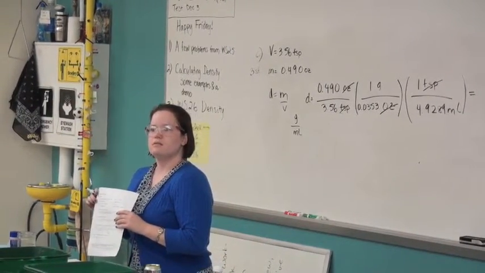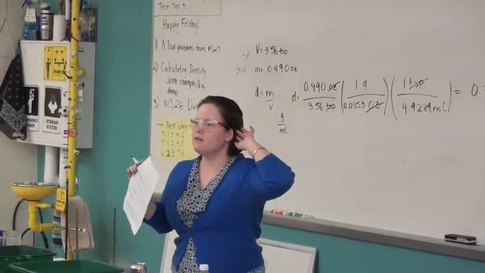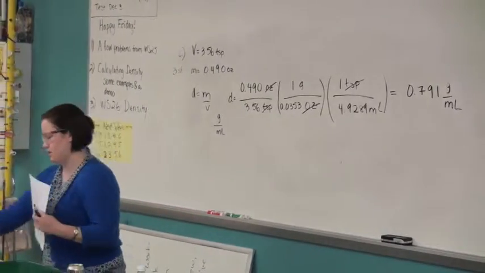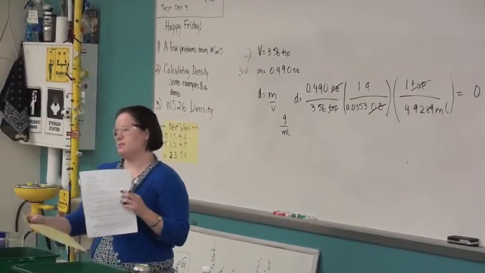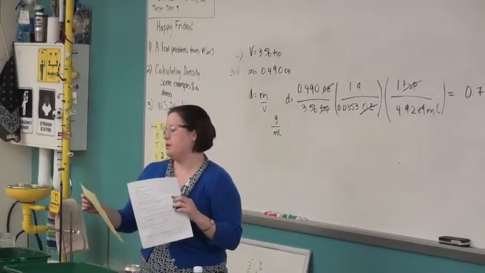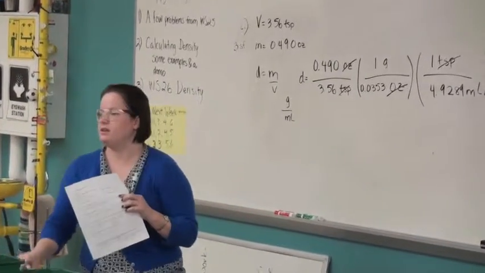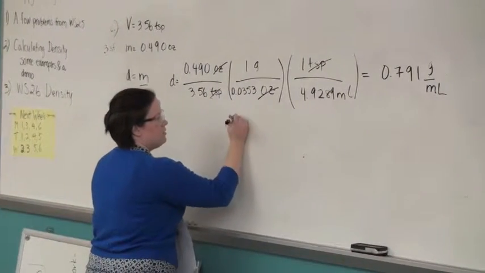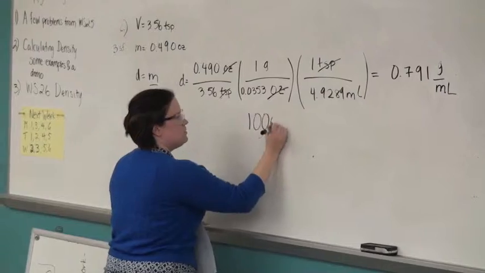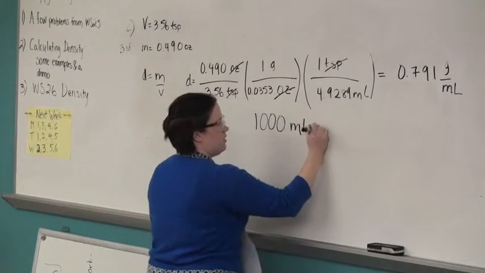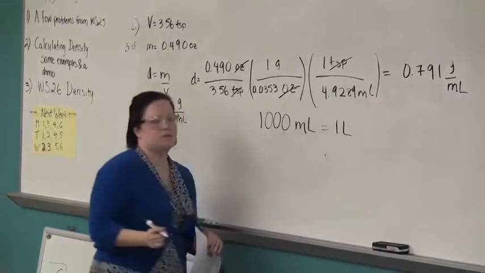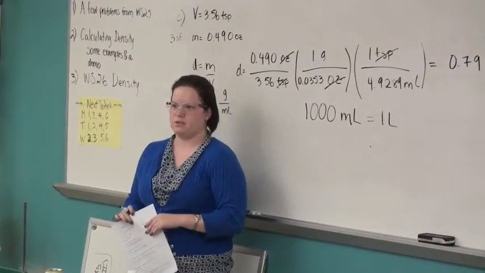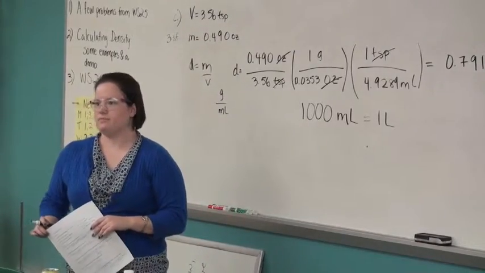Alex? How would you convert liters to milliliters? Good question. So that's something that you should know, probably. But if you don't remember, milli is one of those SI prefixes. So by definition, there are 1,000 milliliters in 1 liter. Just like there are 1,000 milligrams in 1 gram. So you should know that.